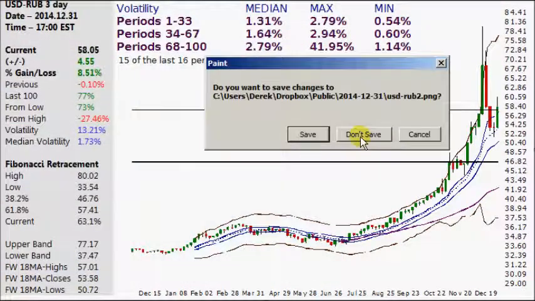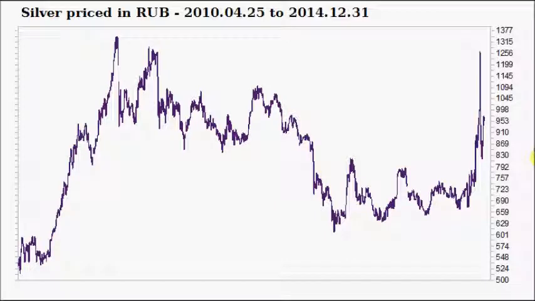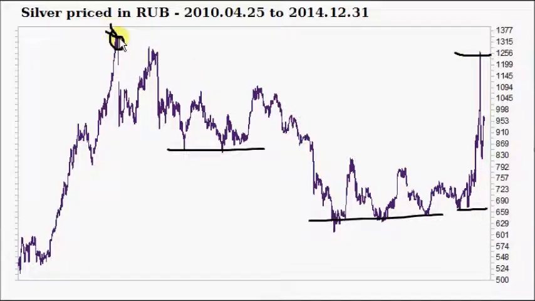Now, as far as the ruble priced in silver, I'm going to put this up in a swing line chart. This is going back to April 25th, 2010, where silver was $50 an ounce in the States. This would have been the 26th support in the States, and this is the 19th support for the United States dollar. But look how fast it managed to go to these lows, close to the previous highs, a massive retracement from like 1250 to like 800, and then, of course, up a little bit.